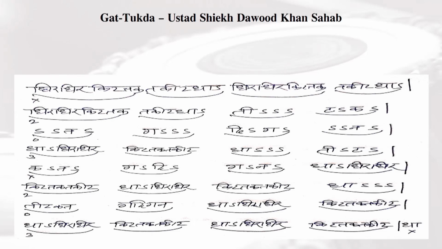So we recite this composition and you just see the beauty of this composition. A composition by Ustad Sheikh Daud Khan Sahab. So Gat Tukda, Ustad Sheikh Daud Khan Sahab is the composer of this Gat Tukda. Din din na na din din na tak din.